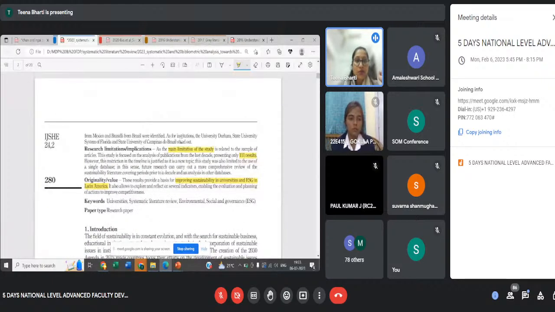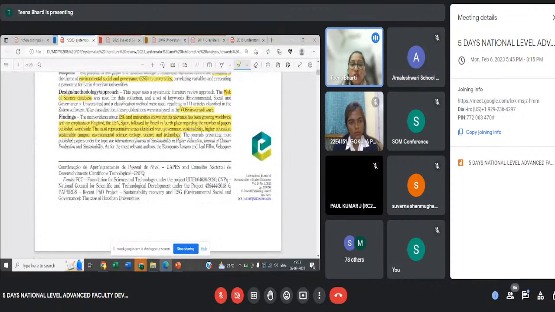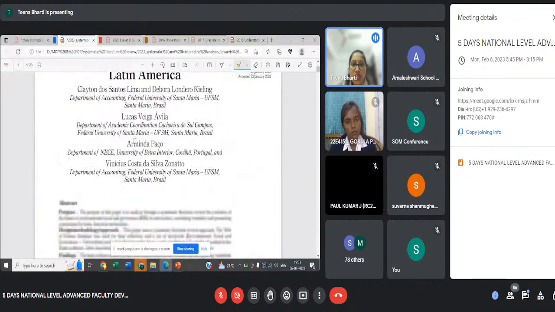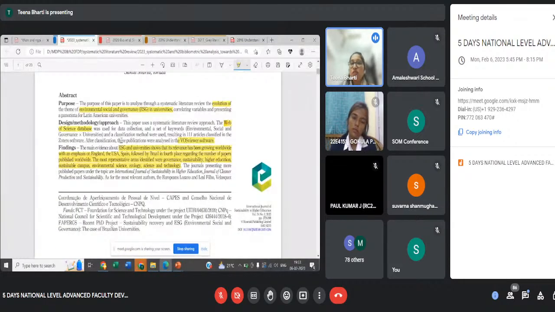And then I moved further. In the limitations, it is talking about how it had only 111 results. Now, originality is that it is improving the sustainability in universities. Now, when you look at an article superficially and look for some keywords which might hold relevance for your articles, that is scanning. You have just scanned, right?